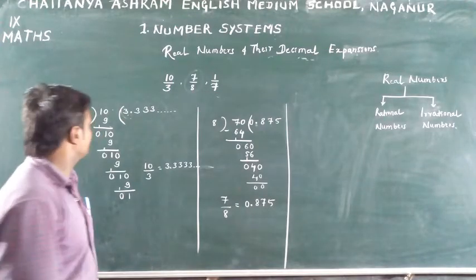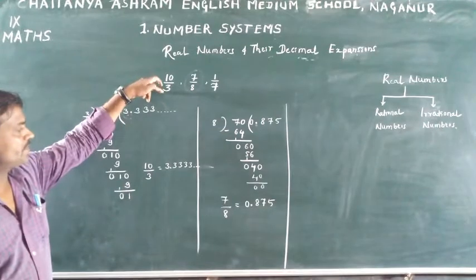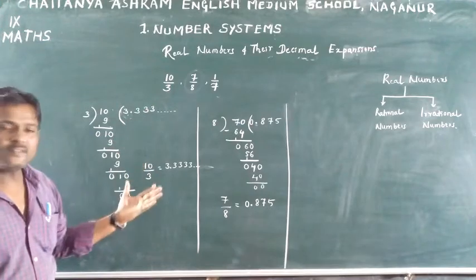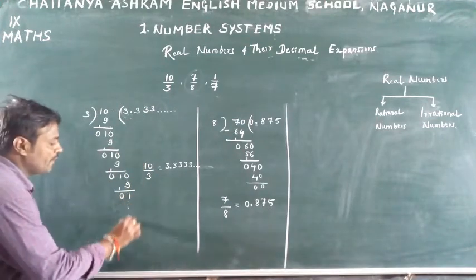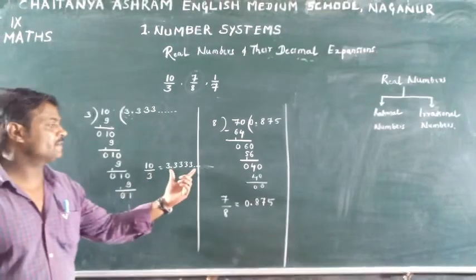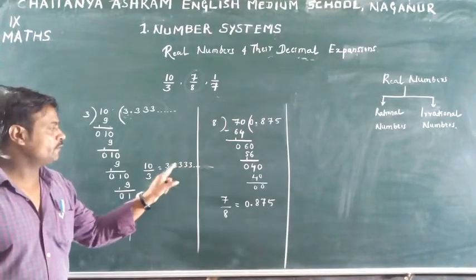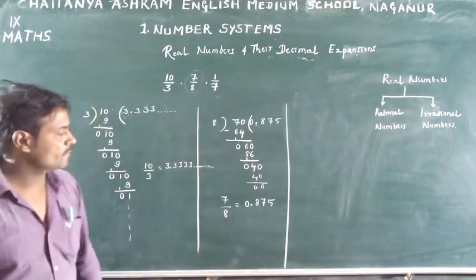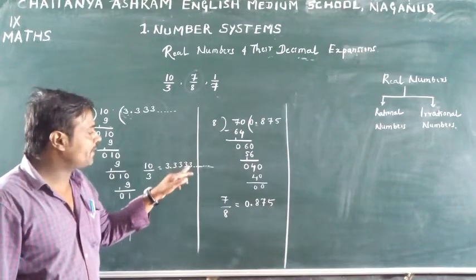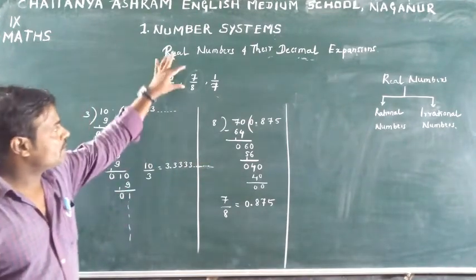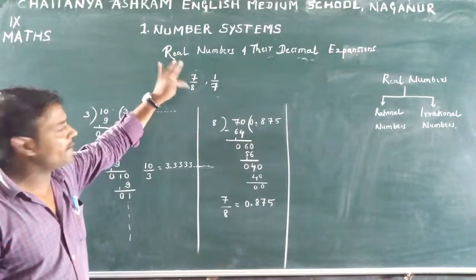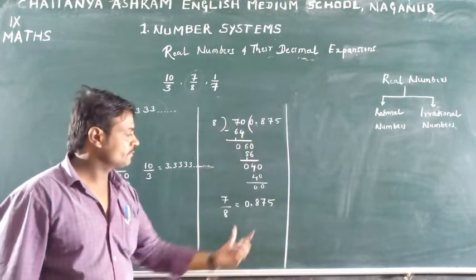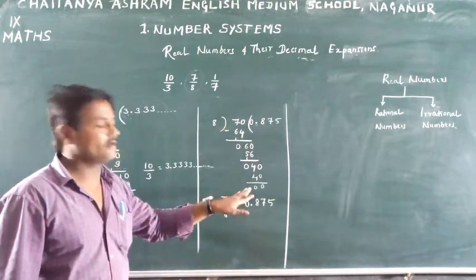Dear children, can we divide 10 by 3? The decimal expansion is 3.333 and so on. It means the division process does not end. The digit 3 is repeating. Consider the rational number 7 divided by 8. Its decimal expansion is 0.875. The division process is completed.